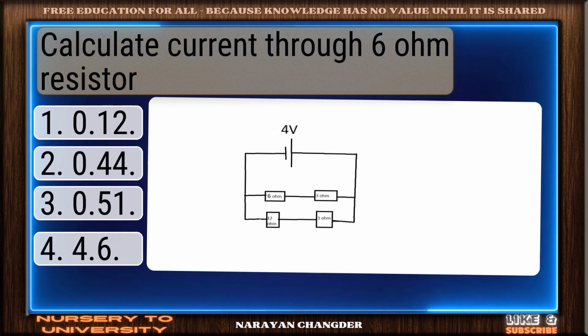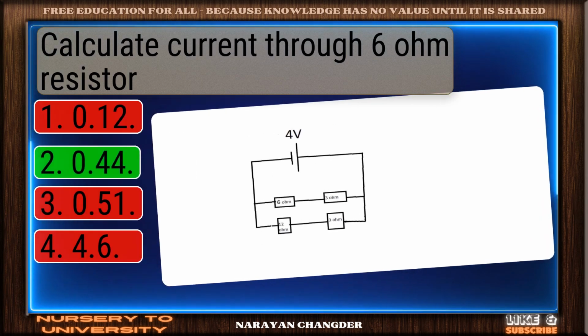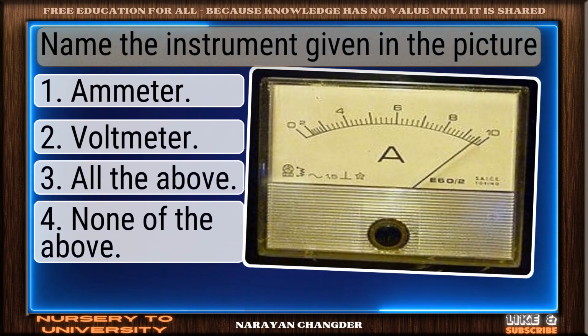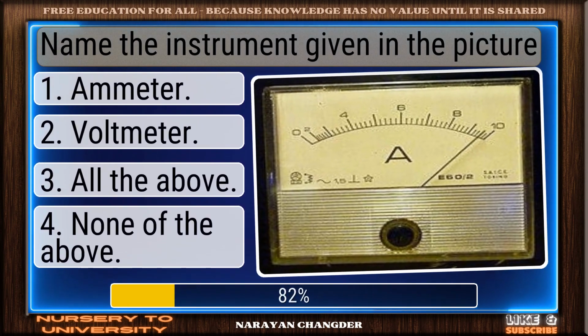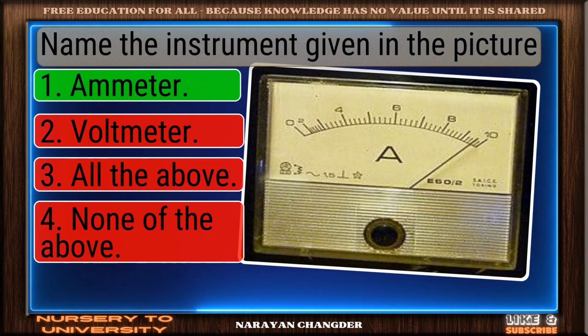Calculate current through 6 ohm resistor. Correct. 4 is spot on. Name the instrument given in the picture. Smart move. Ammeter is accurate answer.